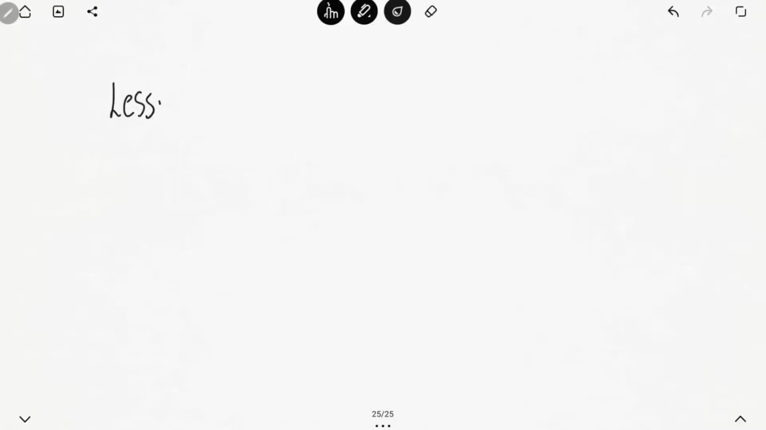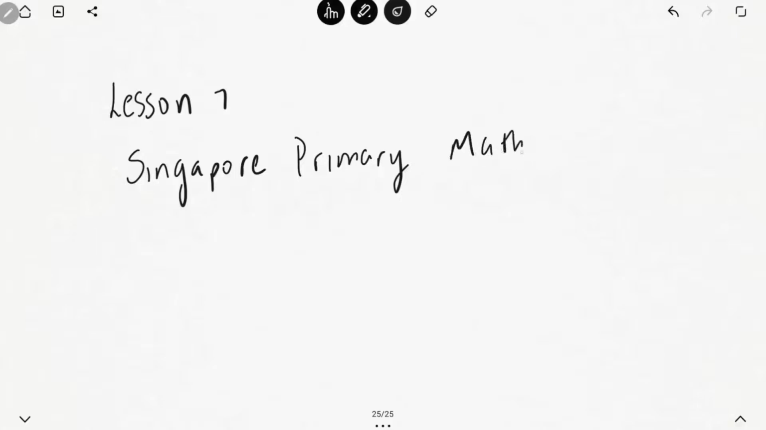Today we're going to do lesson 7, and again, I keep repeating this just because I want to make sure that if someone's jumping into this video for the first time, they know where I'm at. So Singapore Primary Math, and this is the US edition, not the new primary that they have out now. It's the US edition, and it's 4A, we're in grade 4.